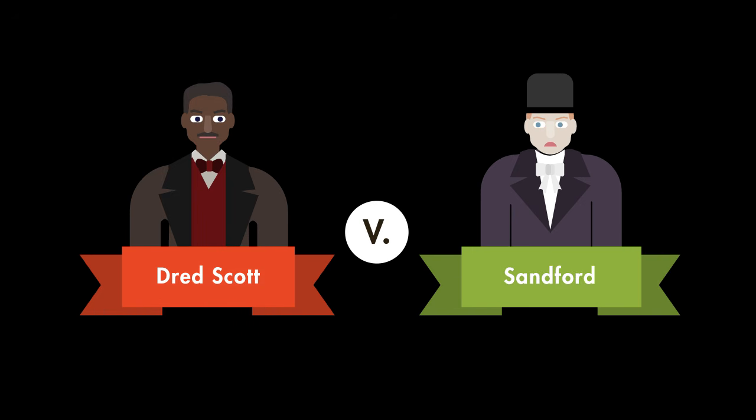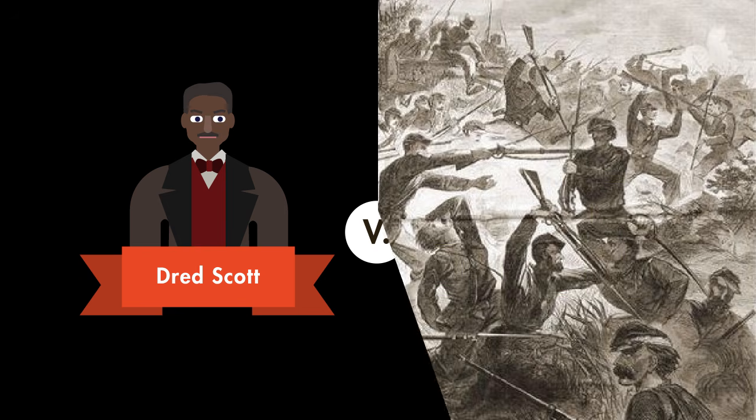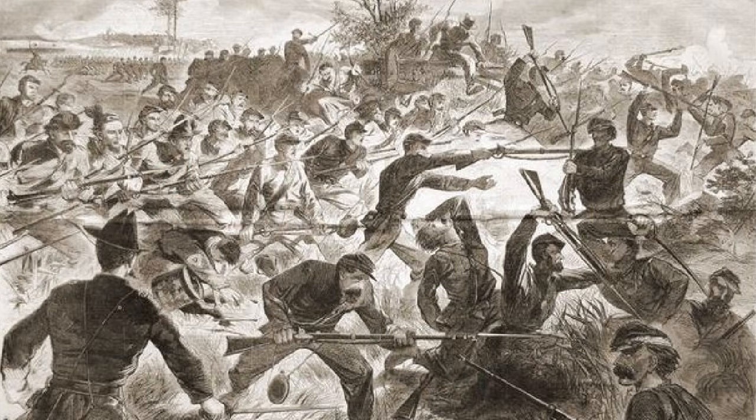Dred Scott versus Sandford is one of the most infamous cases in American history. In it, the United States Supreme Court denied citizenship to millions of Black Americans and abolished a federal law allowing some states to outlaw slavery. This decision arguably contributed to the outbreak of the Civil War just a few years later.